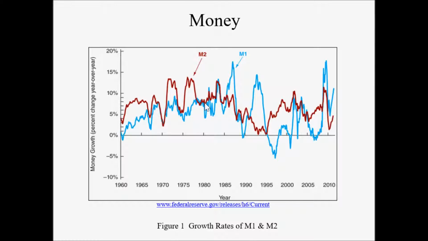From that point on, it looks like M1's growth rate is more volatile, up and down, up and down, than M2's growth rate. So M2 is a little bit more stable than M1's growth rate.